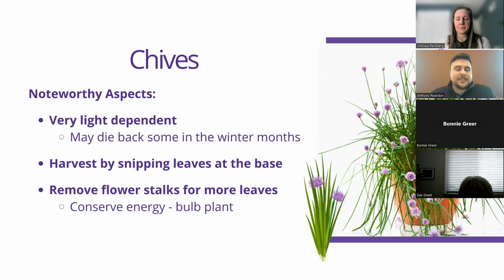This is harvested by simply snipping the leaves at the base. I'd work my way outward from the edge of the crown inward, and never remove more than, say, a third of the plants in general, because that is going to stress out the plants. These are very light dependent, and in the winter months, they may die back some. So just keep that in mind if you're growing indoors as well. Next.